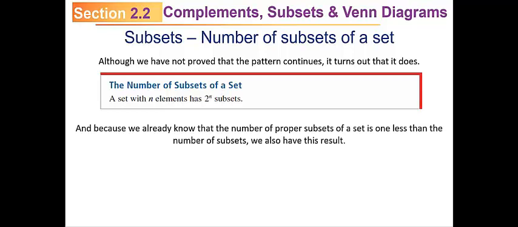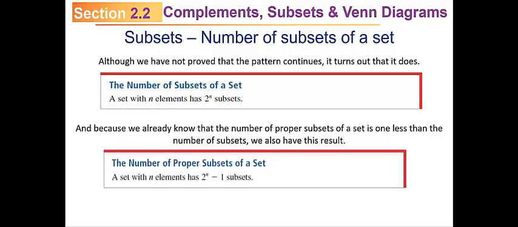And because we already know that the number of proper subsets is 1 less than the number of subsets, we also have this result, which says that a set with n elements has 2 to the power of n minus 1 subsets, 1 less.